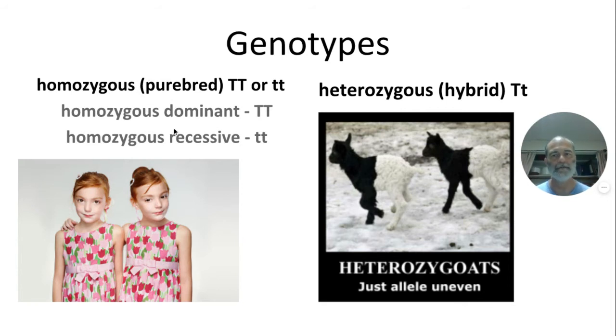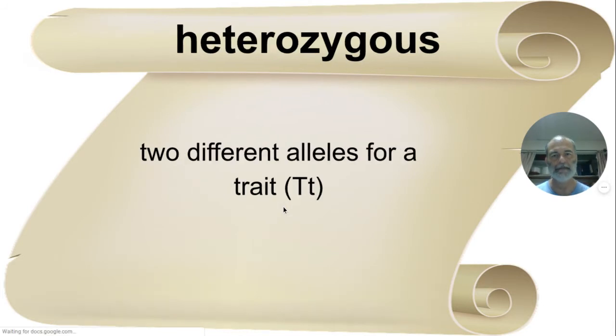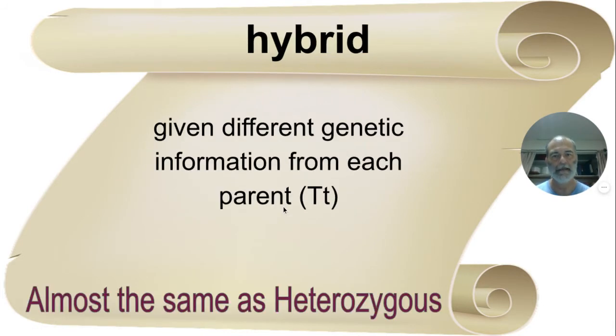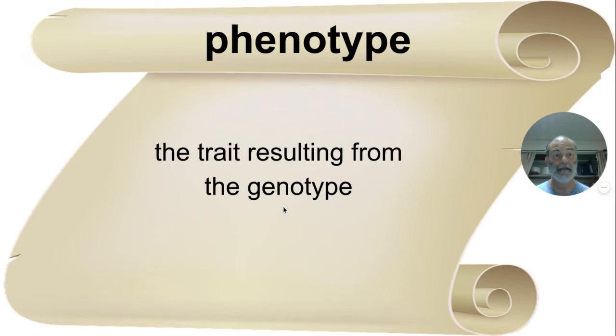Now, there's two different types of homozygous. There's homozygous dominant and homozygous recessive, because if you just say homozygous, you're really not saying anything, because homozygous means same. And you can have same where they're both tall, and you can have same where they're both short. So you have to be very specific when you talk about homozygous. There we see homozygous and heterozygous and hybrid. Now, the phenotype is the way something looks or acts sometimes, depending on what you're talking about exactly, but the trait that happens.